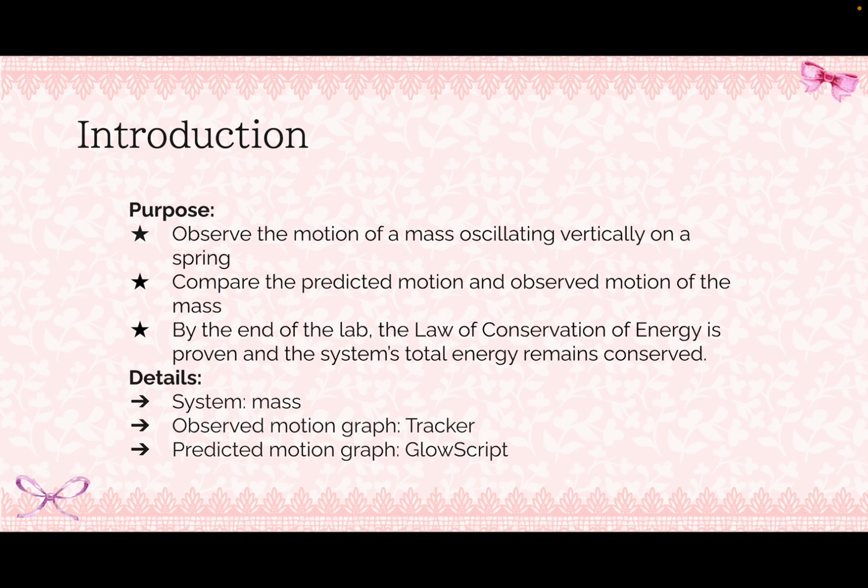So the purpose of this lab was to observe the motion of a mass oscillating vertically on a spring, and we were able to compare the predicted motion and the observed motion of the mass. By the end of the lab, the law of conservation of energy was proven, and the system's total energy remained conserved. Some details are that the system was the mass. For the observed motion graph, we used Tracker, and for the predicted motion graph, we used GlowScript.